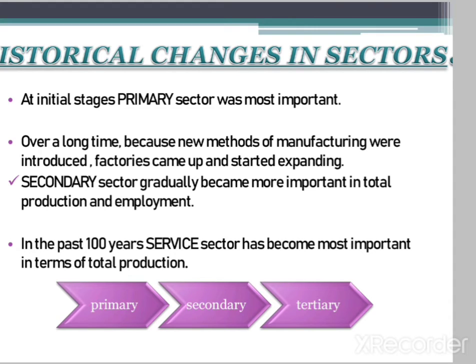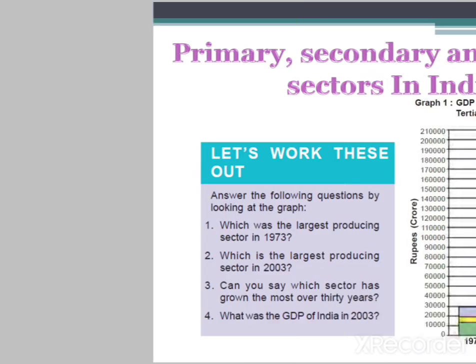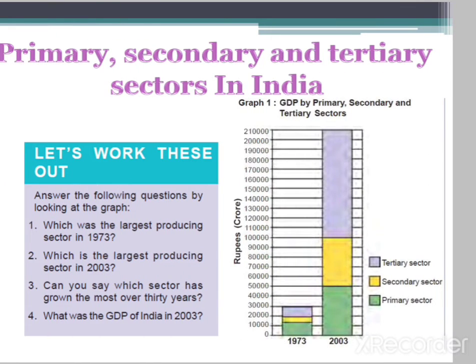So first it was my primary sector that was most important, then the secondary sector, and finally the tertiary sector is currently the most important sector, giving contribution to my gross domestic product. Primary, secondary and tertiary sectors in India. You can see that in 1973, my tertiary sector contributed only this much part to the GDP. But by 2003, the tertiary sector has suddenly expanded and it has been contributing the most part to the gross domestic product of our country.